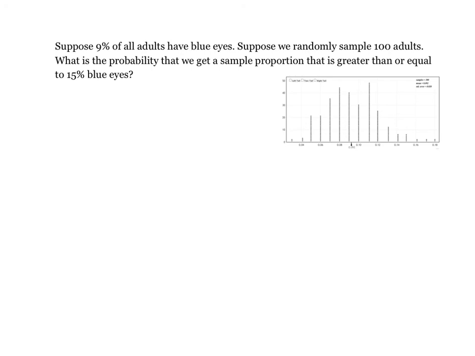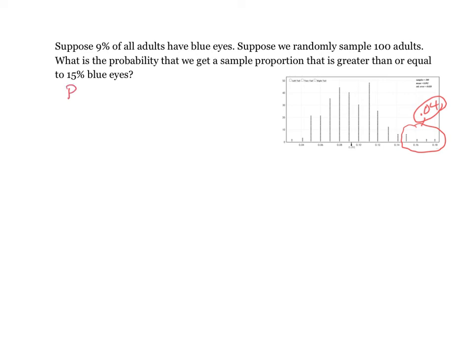Okay, let's do one more. So it says, suppose 9% of all adults have blue eyes. Suppose you randomly sample 100 adults. What is the probability we get a sample proportion that's greater than or equal to 15% blue eyes? Now, on the graph, 15% blue eyes is over here. Okay, and that ends up being 12 out of 300 people had that, which ends up being about 4%. Okay, so our experimental results were 4% of the time would we get a sample that showed 15% or more had blue eyes. But let's do this using our properties of sampling distributions.